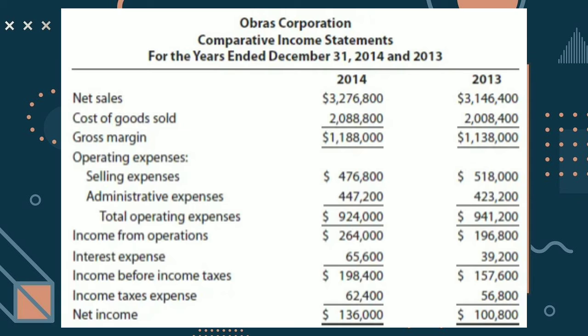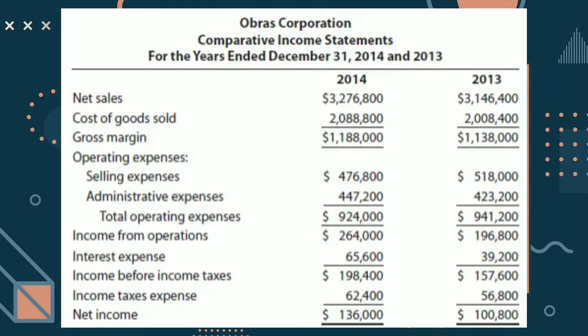The formula is operating income equals gross income minus operating expenses. So, yung gross margin na $1,188,000, less lang natin yung total operating expenses na $924,000. So, ang magiging operating income or income from operation is $264,000. Next is interest expense. It relates to the cost of borrowing money. It is the price that a lender charges a borrower for the use of the lender's money. On the income statement, interest expense can represent the cost of borrowing money from banks, bond investors, and other sources.